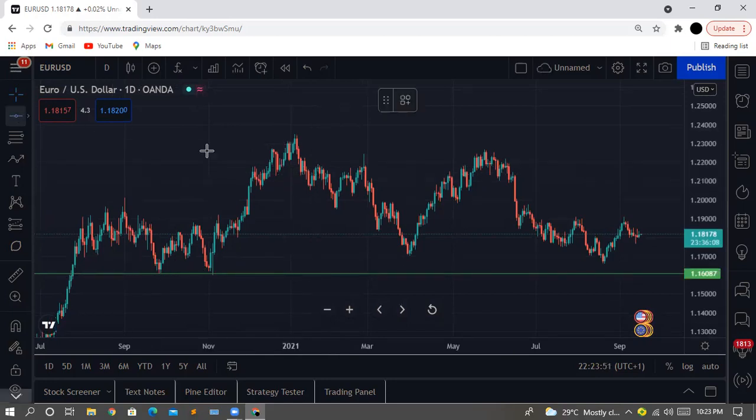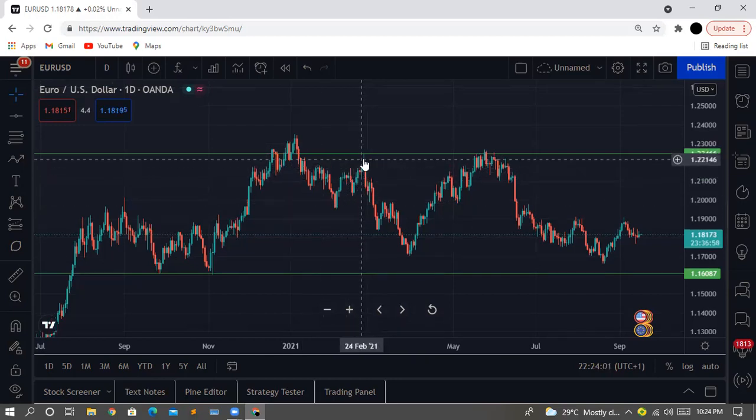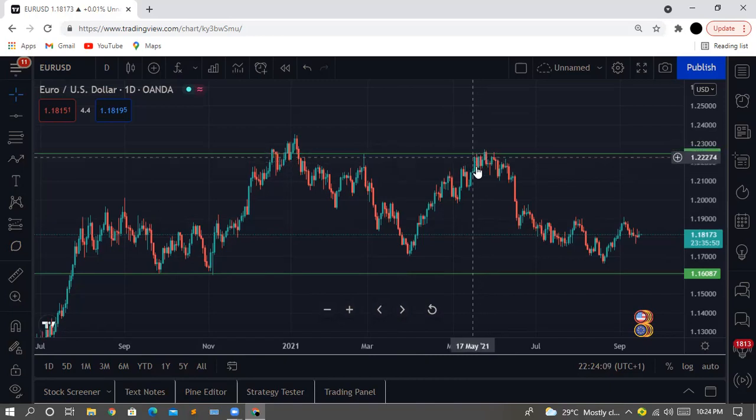If I draw above, I can see a resistance here. You can see it respected this level first. And what candle can you see there? This is a doji, then a bearish engulfing candle. And after that, you can see what happened. At this point, you can see it respected it severally. It started respecting it here with a series of candles.